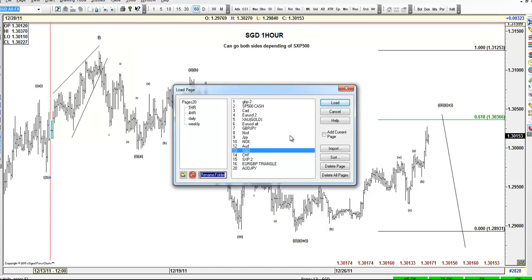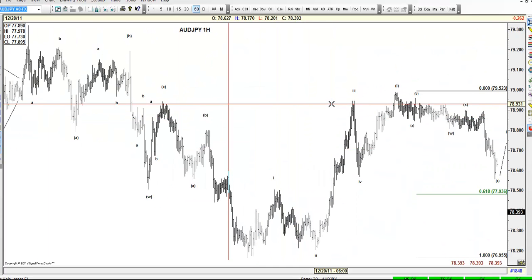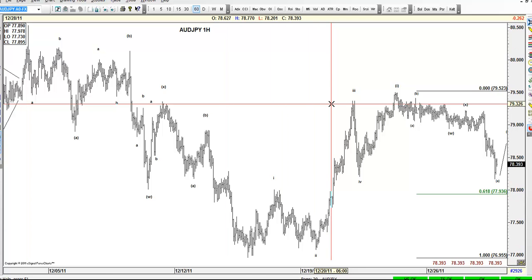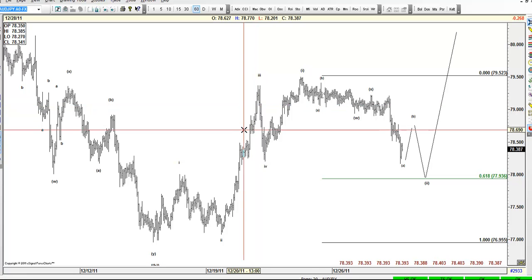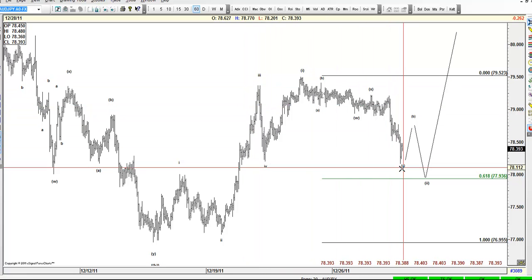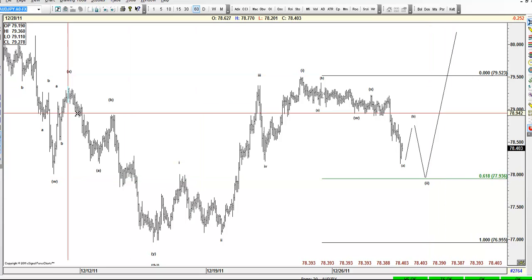And finally, let's take a look at the Aussie yen. As you guys know, a very, very well correlated pair with the S&P, it looks like it needs a recovery and another drop to 77.93 before going higher.